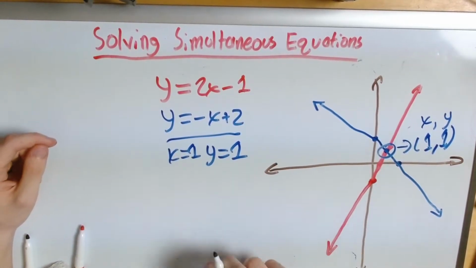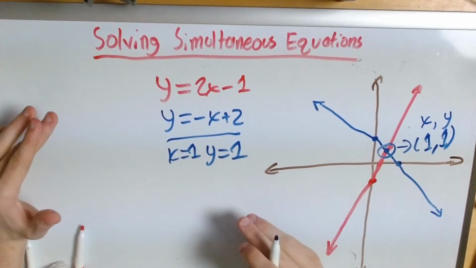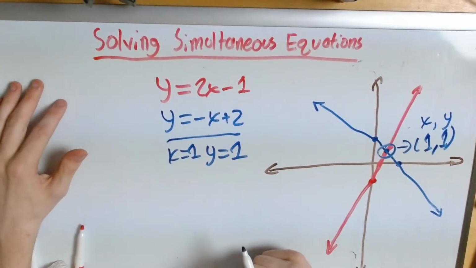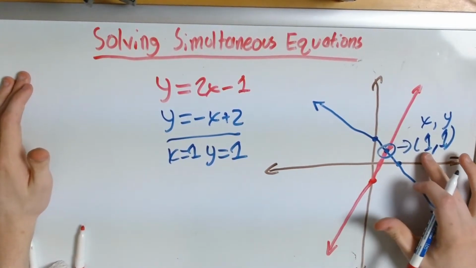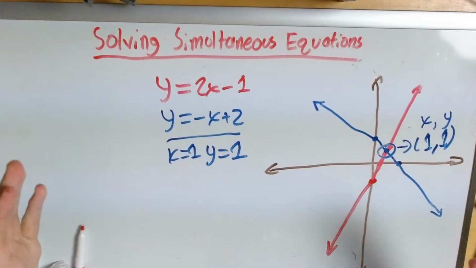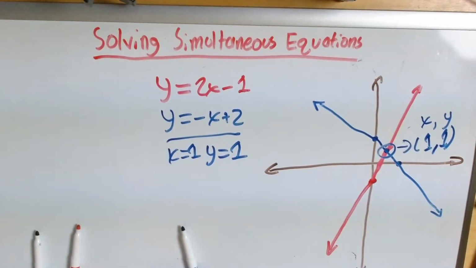The reason why I'm saying this is that some problems may say, hey, what's the x value at the point of intersection? What's the y value at the point of intersection? And this way you can say, okay, my x value is 1, my y value is 1, or whatever it may be. And that's the basics of solving simultaneous equations by graphing.